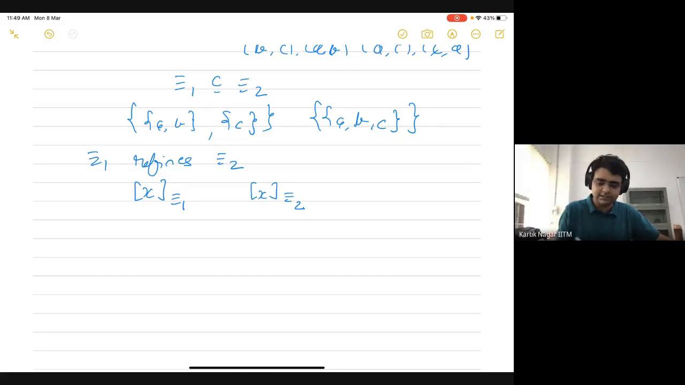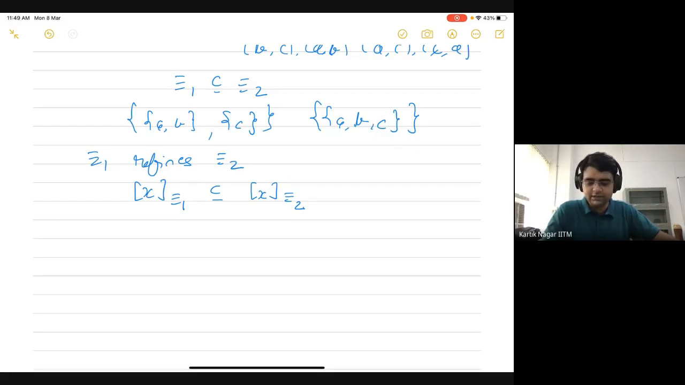Yeah, so Alan is saying subset. So that is correct. Right? So every element that is related by relation 1 to X is also going to be related by relation 2 to X. Which means that every element that is present in the equivalence class of X according to relation 1 is also going to be present in the equivalence class of X according to relation 2.